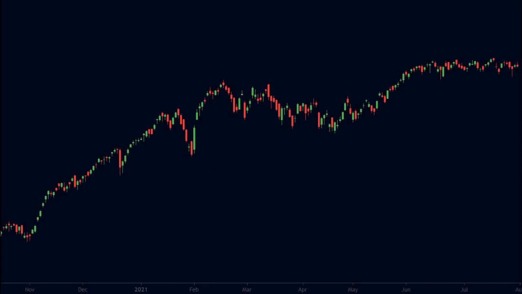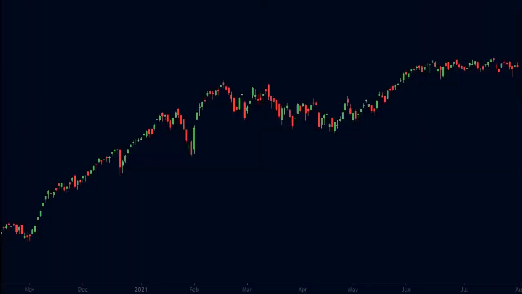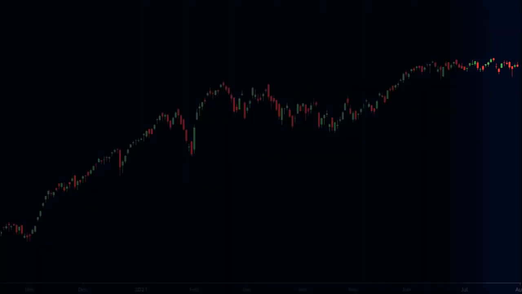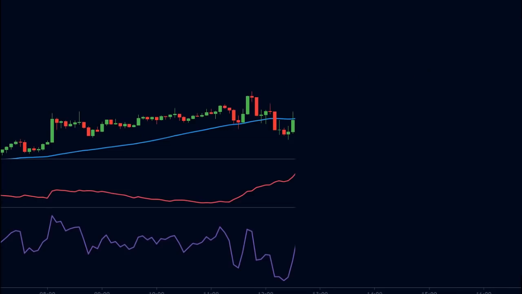Now that we have understood different types of indicators, it is finally the time to create the best combinations of indicators. If we think logically, the best way of combining indicators will be to take one indicator from each of the above-mentioned categories and try to depict the market conditions. For example, let us take a 50-period moving average from the trend indicators. We will take the RSI from the momentum indicators. And finally, we will take the ATR from the volatility indicators. Once we plot these indicators, the chart will look something like this.